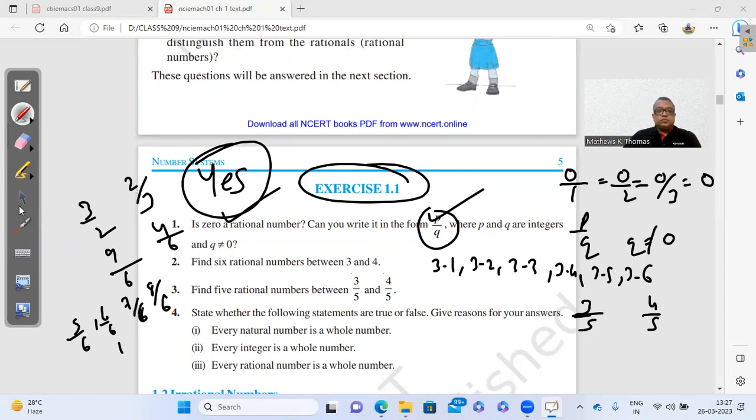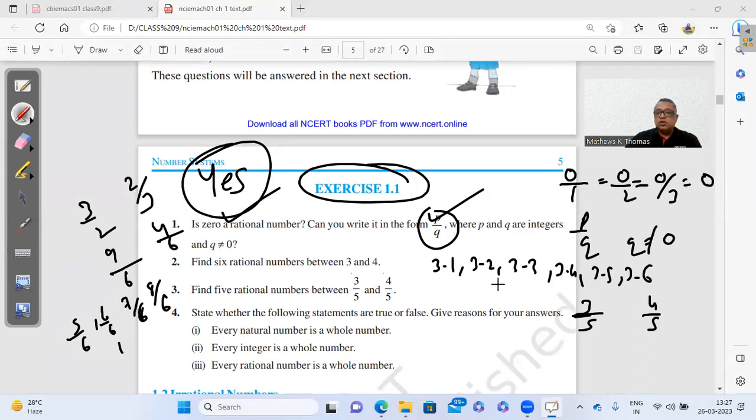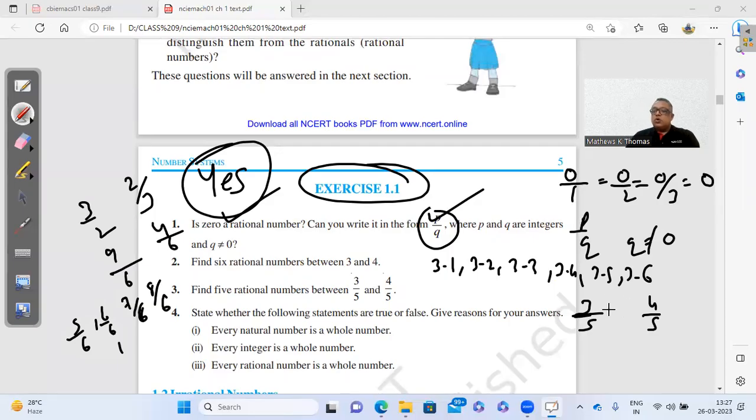Now here, 3 by 5 and 4 by 5. Now I'm looking at 3 by 5 and 4 by 5. So already, as I said, the denominator is the same. So between 3 and 4, there is no whole number or natural number.